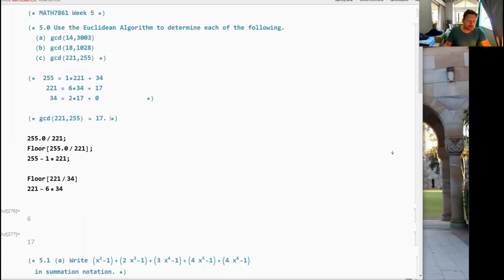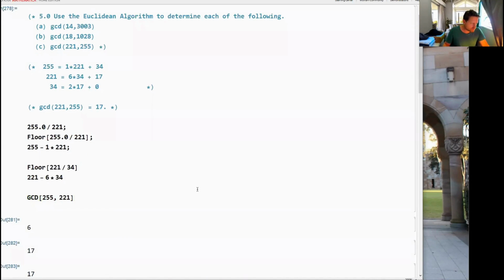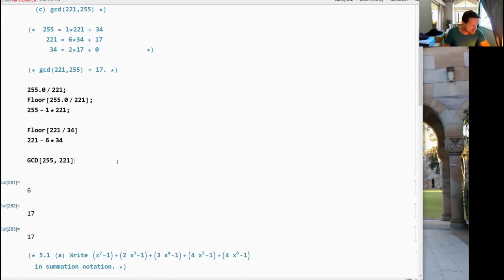All right, just gonna have a look here. Okay, great. So let's move on then and have a look at another question. Incidentally, in this software, I can simply calculate the GCD within it as well. So GCD 255, 221, press the button, and you see I get 17 here, which is handy.